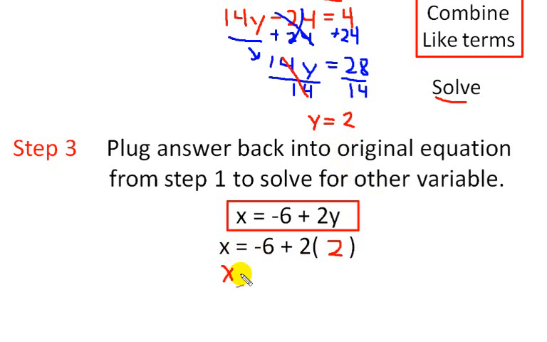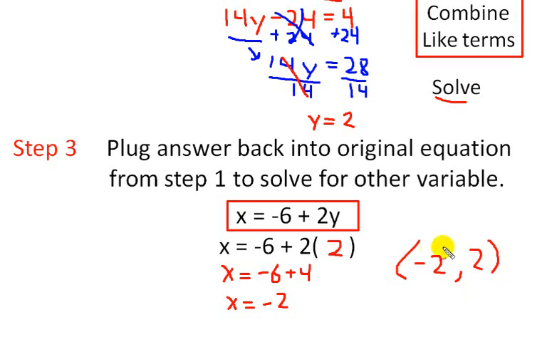So I have x equals negative 6. 2 times 2 is going to give me a positive 4. So negative 6 plus 4, I get x is equal to negative 2. Okay, so I just found my solution. I found my x value, which is negative 2, and I found my y value, which was equal to 2.